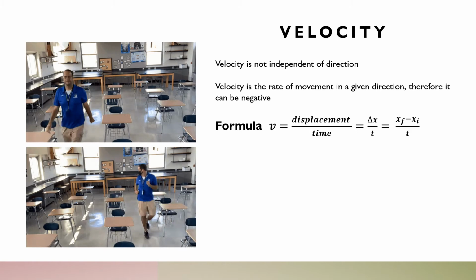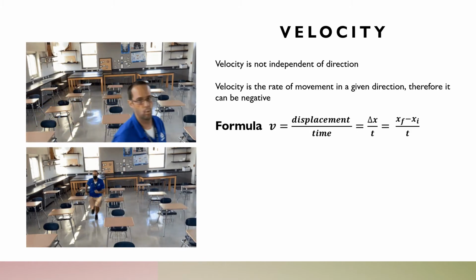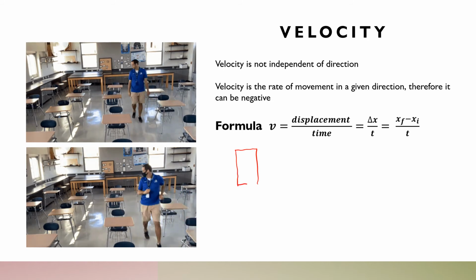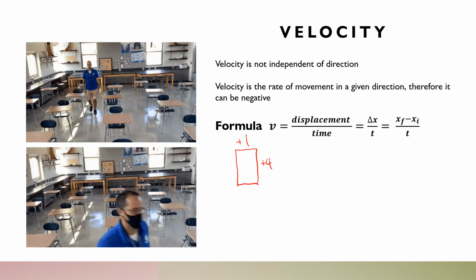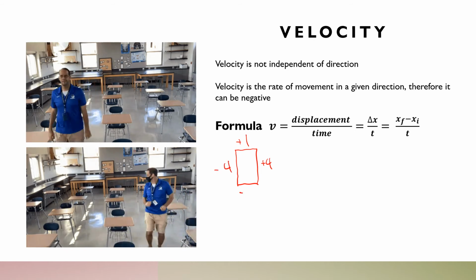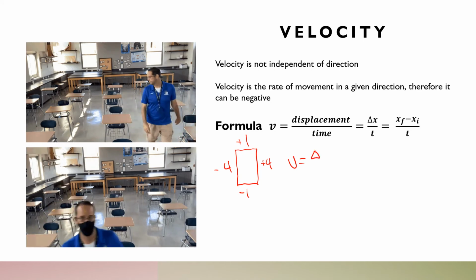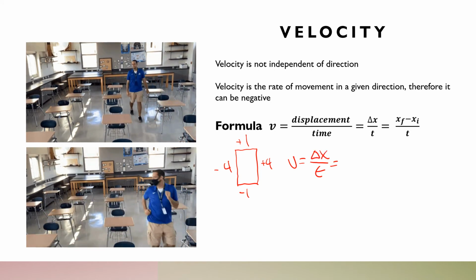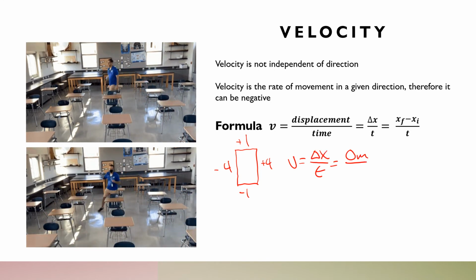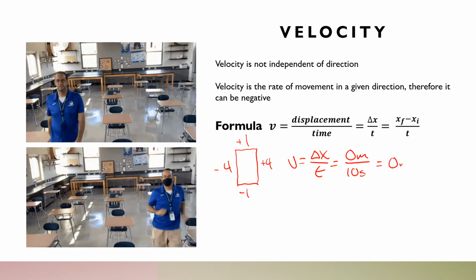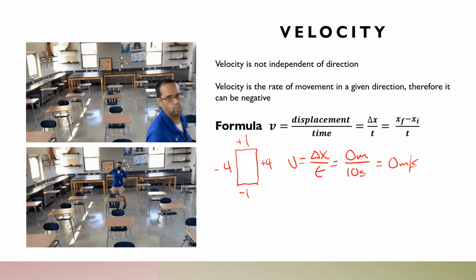So you can think for the first one, again, we know we go back 4 over 1, down 4 over 1. We have the plus 4, we have the plus 1, we have a minus 4, we have a minus 1. Well, for the first video, my v, which is delta x over t, is going to be 0. And it took 10 seconds to do it. So my velocity is actually 0 meters per second on average.